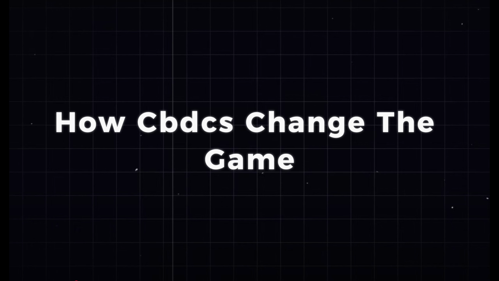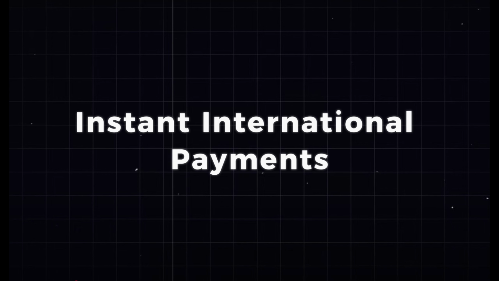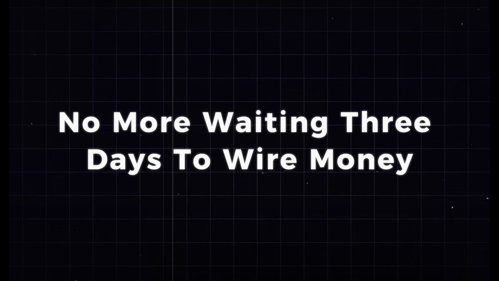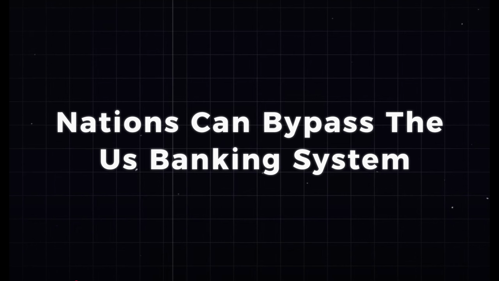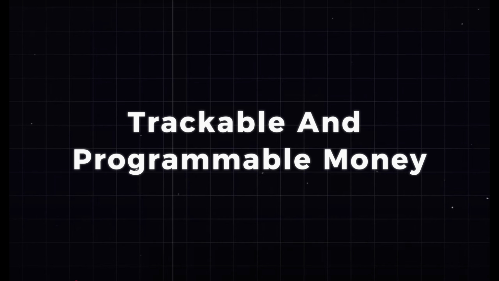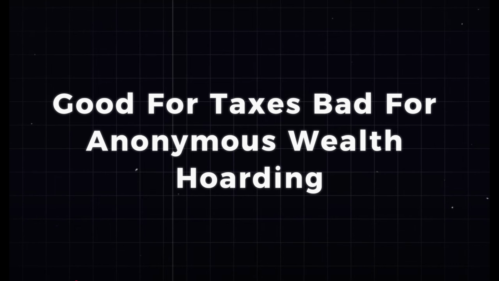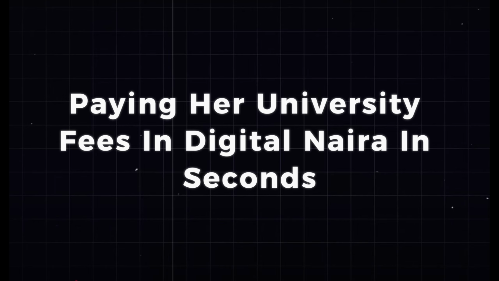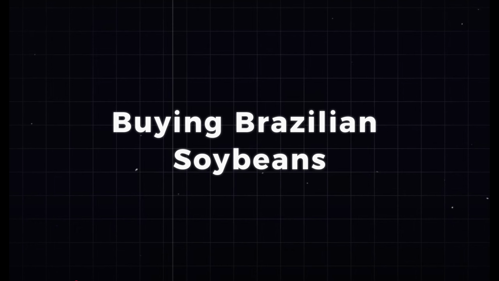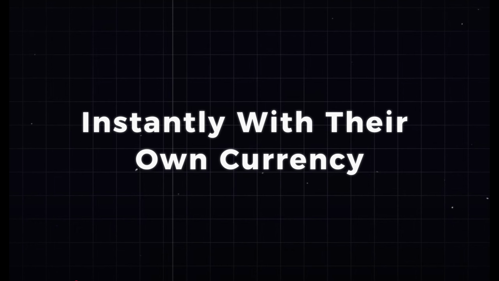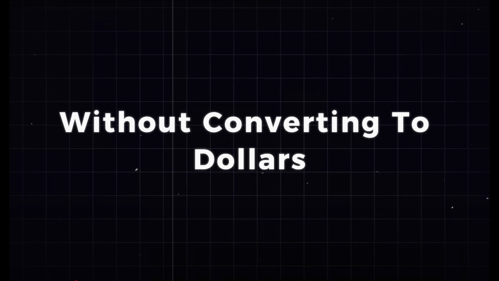How CBDCs change the game. Instant international payments, no more waiting 3 days to wire money. No SWIFT dependence, nations can bypass the US banking system. Money is trackable and programmable, good for taxes, bad for anonymous wealth hoarding. Imagine a Nigerian student in Germany paying her university fees in digital naira in seconds, or a business in Indonesia buying Brazilian soybeans instantly with their own currency without converting to dollars.